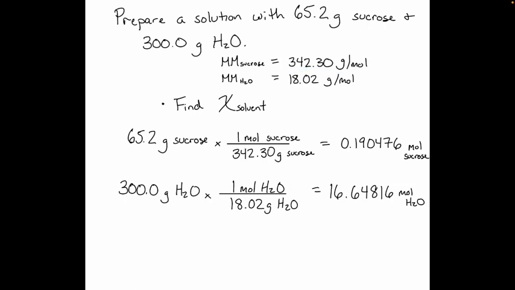So my molar mass here is 342.30 grams over 1 mole. I'm going to take that and flip it so that my grams cancel out and I'm left with moles, right? So if we look at my math here, grams of sucrose cancel out and I'm left with moles of sucrose, which is what I want. All right, same thing over here. I take my molar mass of water, and I know I got to divide by that molar mass so that grams of water cancel out, and I'm left with moles of water. Okay?